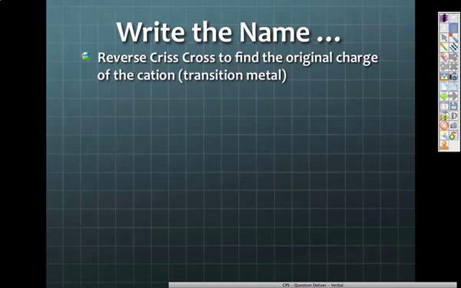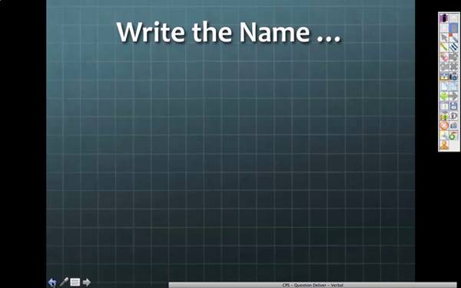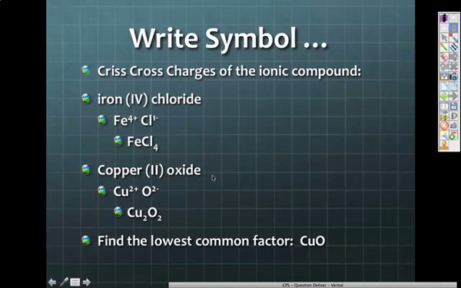Okay, if we are writing the name, we can reverse crisscross. I'm writing very quickly because this is all review, and we have to move on so we can get enough time to do other stuff at the end. This was one packet, so they were all like that because it's all review.